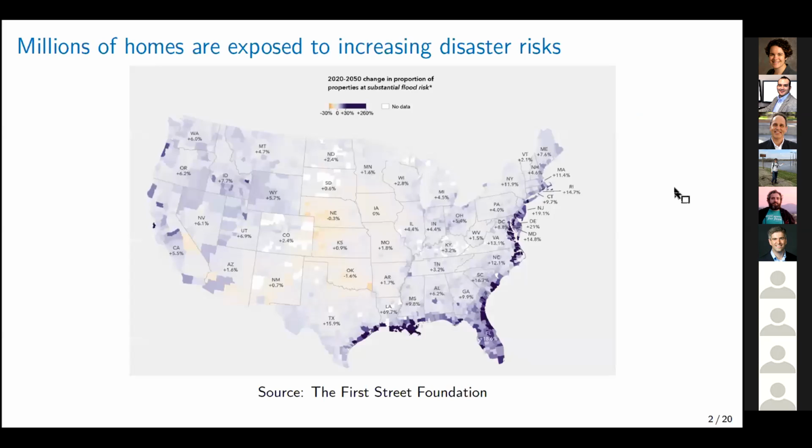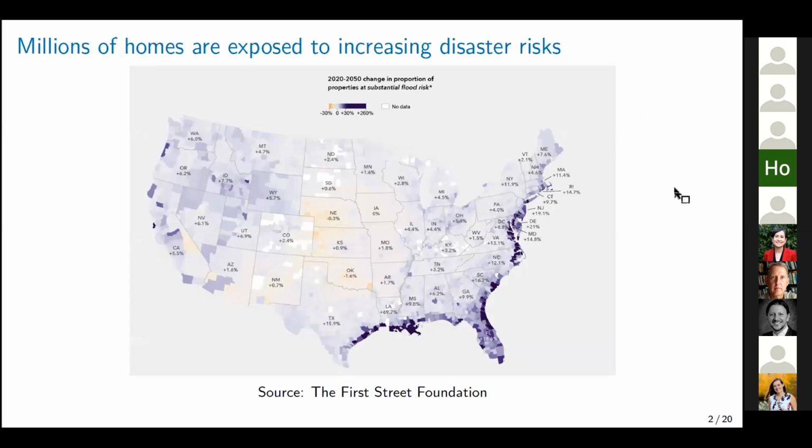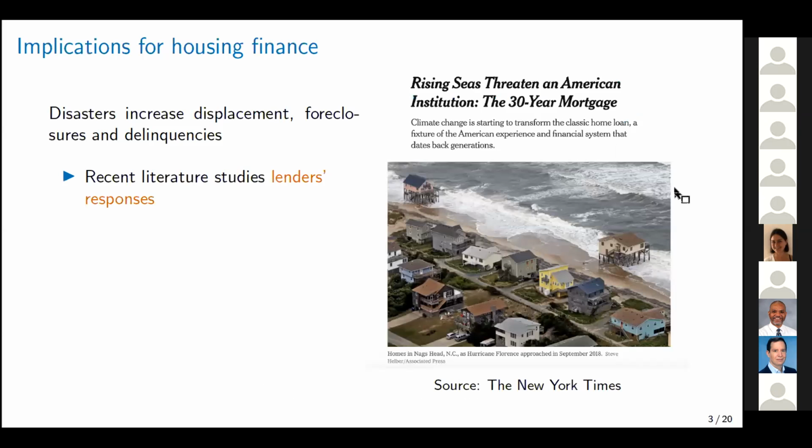So with this audience, I guess I don't need to emphasize that flood risk is becoming very serious in the US. Millions of homes are exposed to these risks, and they are projected to grow. This has important implications for the housing finance system. Especially during hurricane seasons, we sometimes see news stories about how homeowners, after their home is hit by a disaster, have to abandon their home and move elsewhere.